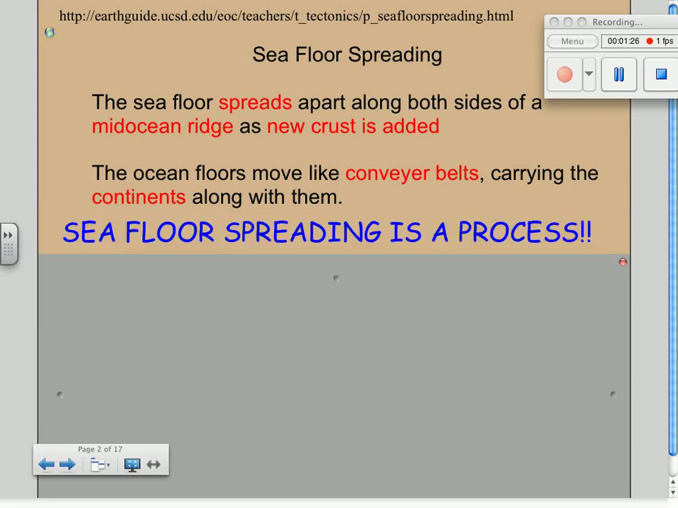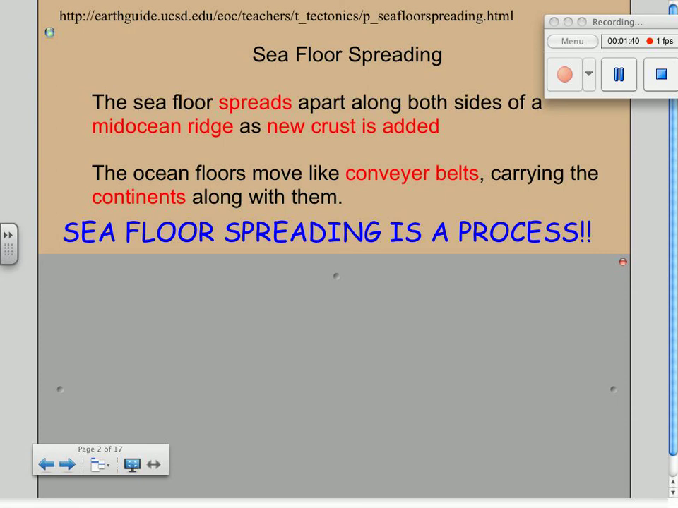And I want you to realize that when we use the word seafloor spreading, we are talking about a process. We're talking about something that is happening, that is occurring. It's an action. So seafloor spreading is a process.